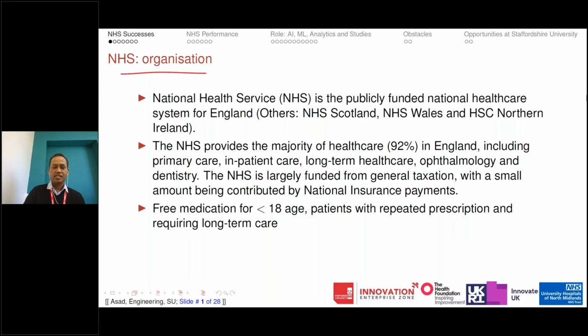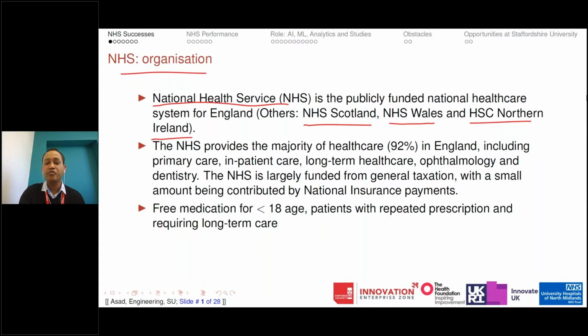Let's start with the NHS. We know that it's a very, very complex organization. Too many stakeholders, too many small organizations involved, and it is the 5th largest in the world and number 1 in the UK. The NHS is the single tax-paying organization that provides healthcare for the whole UK. In England, we have NHS England, and like we have NHS Scotland, NHS Wales, and Health and Social Care Northern Ireland.